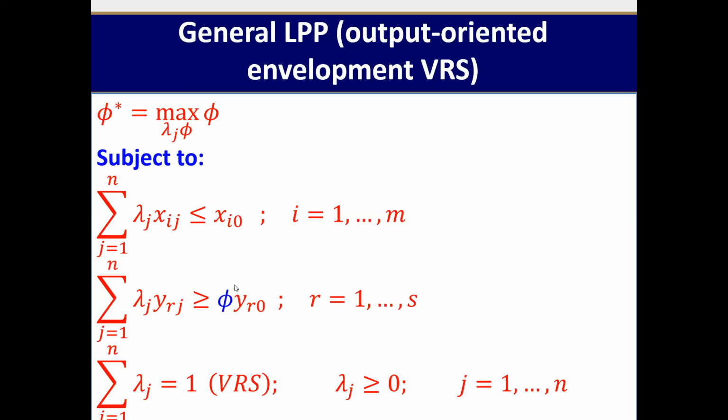So the constraint is saying that make sure that your input and your output are at least equal to that of the imaginary, the hypothetical, the weighted hypothetical firm. Is it clear? Yes, it is. Good. Thank you so much.